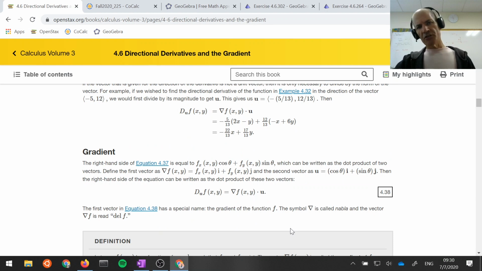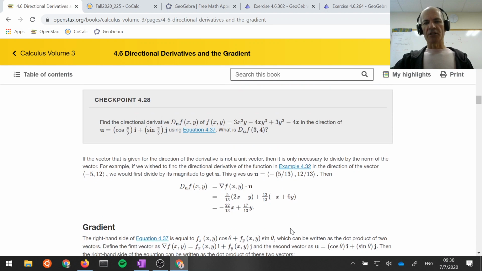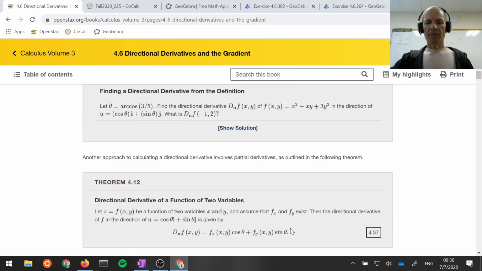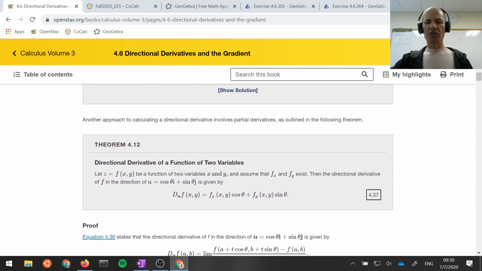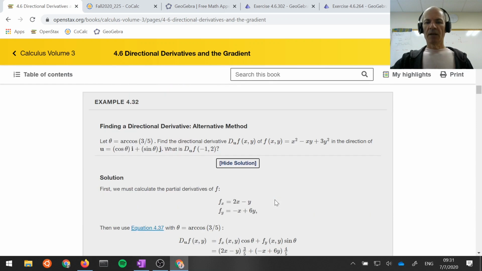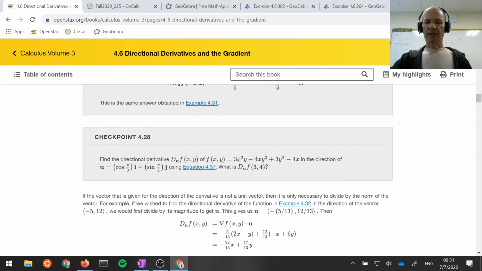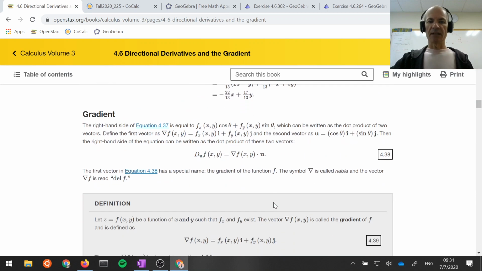Now, if you turn your head just right and look at this expression up here, you see that this is really a dot product of a vector f_x, f_y with another vector cosine theta, sine theta. We're going to take advantage of that really quite extensively, and we're going to rewrite the directional derivative again in yet a different way.